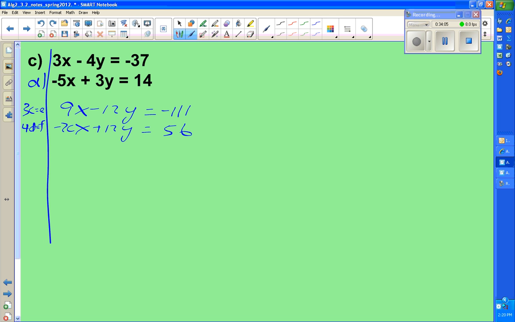We're going to add E and F together. You're going to get negative 11x. The y's are toast. And when you add these, what did you get?